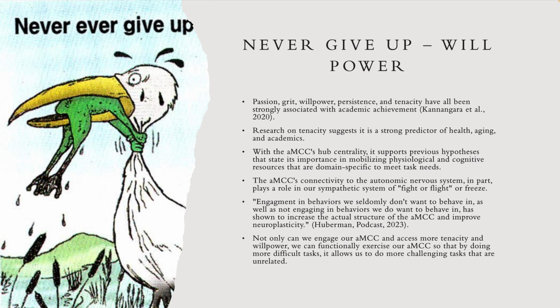So the previous slide, how it overlaps with 5 different brain regions, shows its importance with mobilizing physiological and cognitive resources. It can send these to these different brain regions when and where they're needed. The aMCC's connectivity to the autonomic nervous system in part plays a role in our sympathetic system of fight, flight, or freeze, which is why there's an image to the left of a frog who's almost being eaten, but he's fighting and he's passionate, and he might break free.